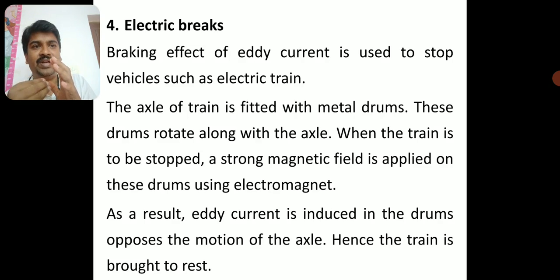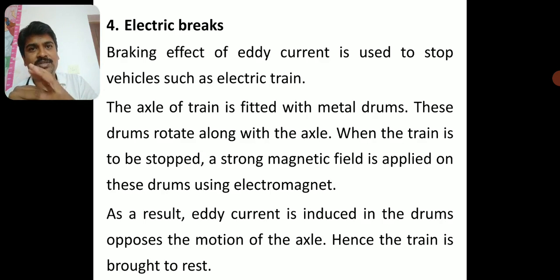When the train is to be stopped, what we need to do is apply a strong magnetic field to these drums. When you apply the magnetic field to these drums using a very strong electromagnet, eddy currents are induced in the drum. These eddy currents should oppose the change in the magnetic field, should oppose the motion of this axle, hence the train is brought to rest.